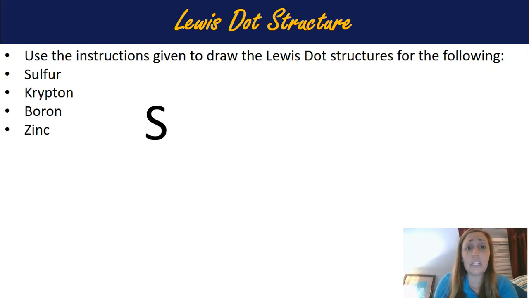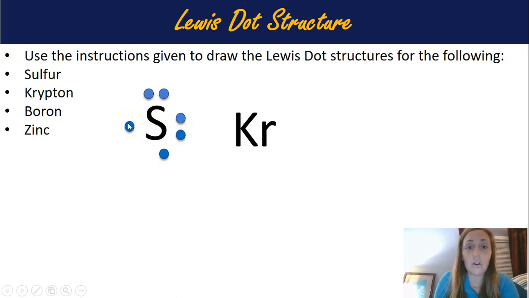Let's start with sulfur. Sulfur has 6 valence electrons, so you always go 1, 2, 3, 4 on their own, and then you can go back and fill again, 5, 6. You'll notice in sulfur you have 2 paired up electrons, 2 paired up electrons, single, single. Krypton. Krypton is a noble gas. It has a full octet, so 1, 2, 3, 4, 5, 6, 7, 8. And now you see why it's so stable. There's nothing available to make any kind of bonds.